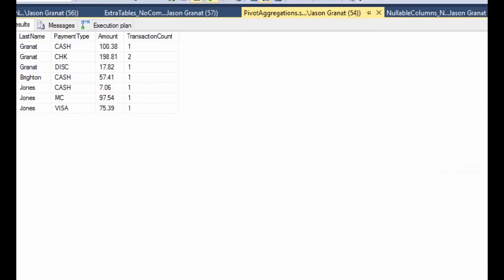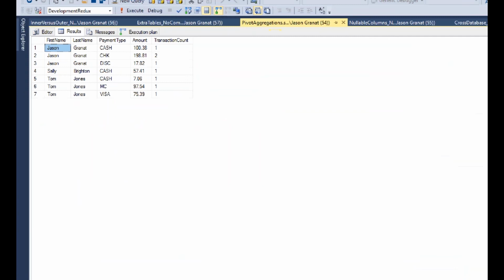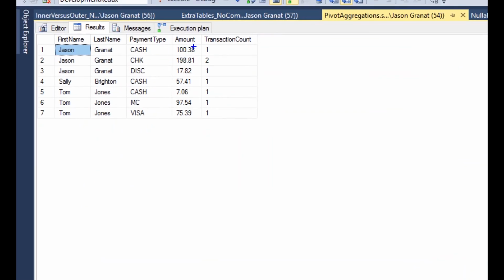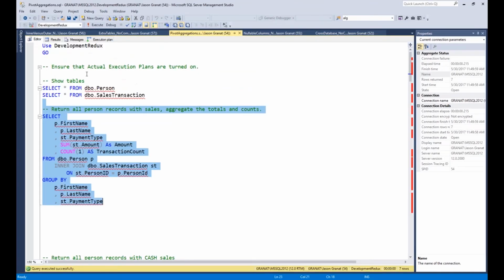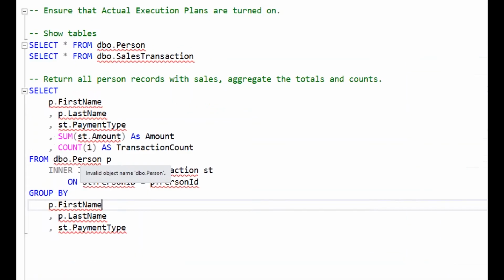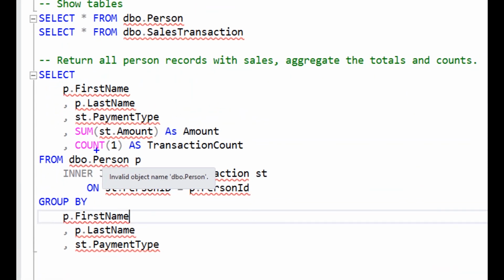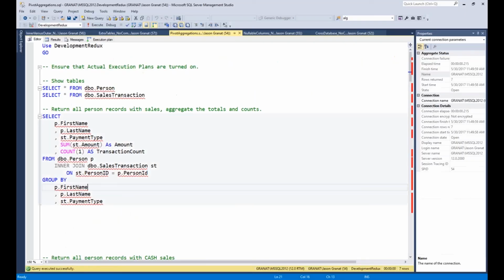So data set wise, I put together some aggregation here, right? I'm going to sum my amounts, and I'm going to sum the number of transactions that I have for each person and their particular payment type, right? So this is something pretty straightforward that we've seen. If we look at the code, just a simple sum, and I'm just doing count one for the transaction. We're grouping by the first name, the last name, and the payment type.